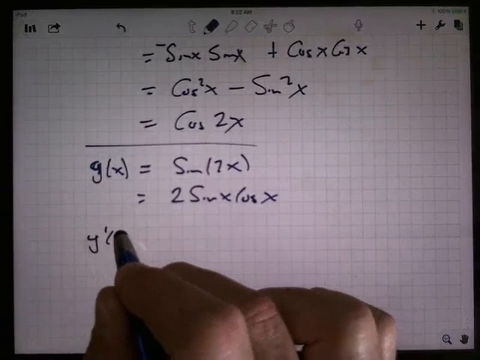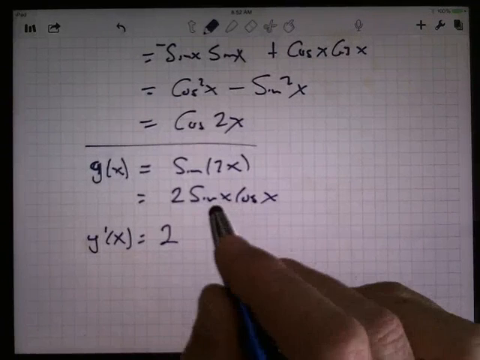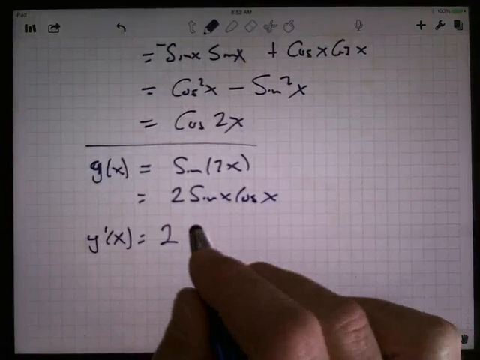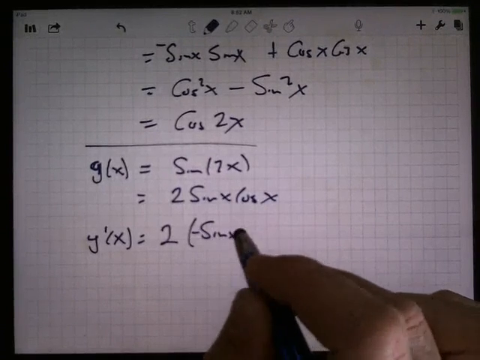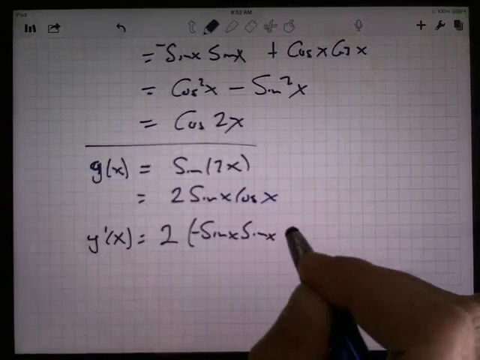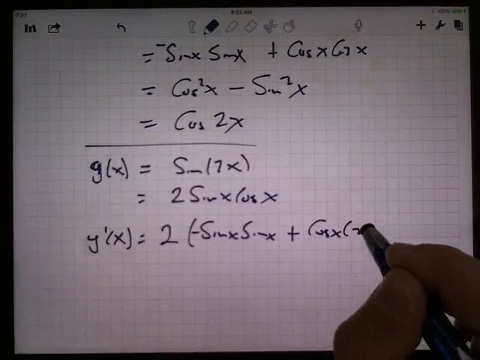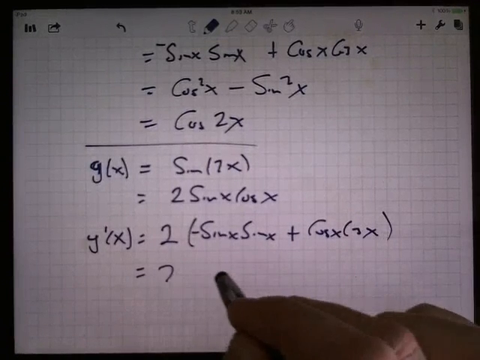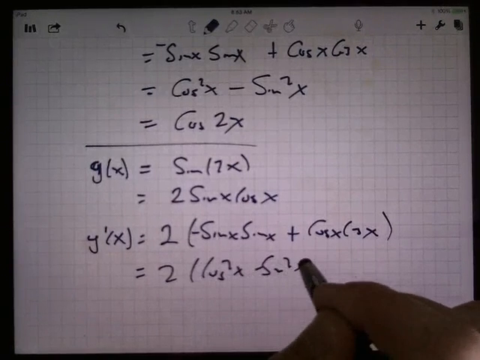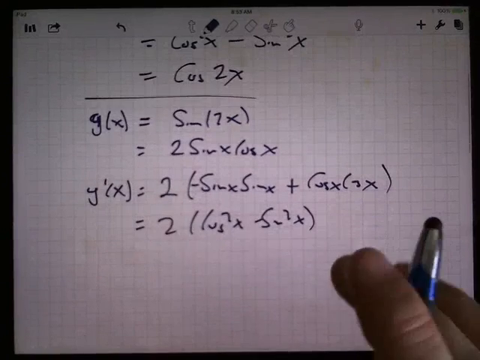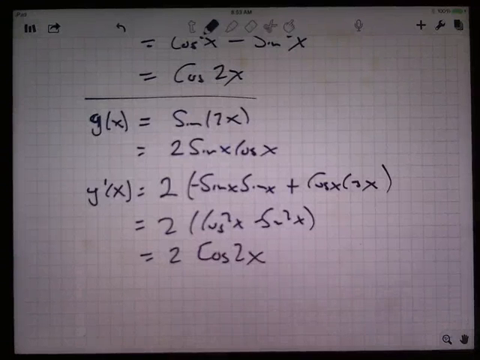g prime of x is equal to, well, the 2 comes along for the ride, and then I've got a product of those two, which is sine x times the derivative of cosine x, which is negative sine x, plus the cosine x times the derivative. Well, we just did this, right? Cosine x. And I end up with 2 times cosine squared x minus sine squared x, which I could leave like that, or I could use the trig identity and write that as 2 times the cosine of 2x. Okay.